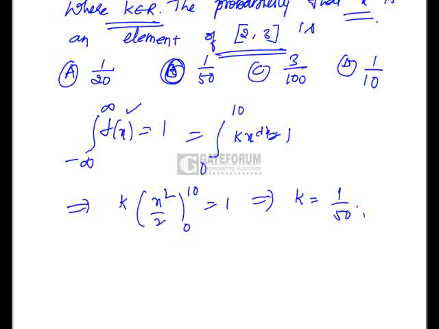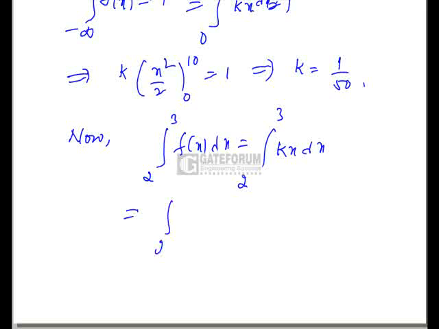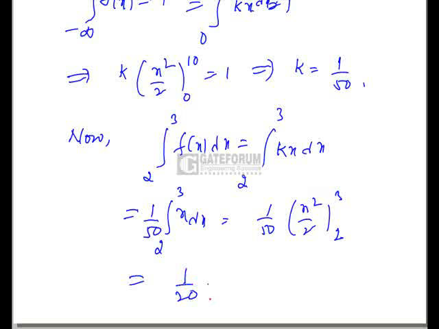After finding the value of k, what do we need? We need to find the probability in the interval 2 to 3, which is the integral of kx. The value of k is known here, which is 1 by 50. So the integral of x dx is 1 by 50 times x square by 2 between the limits 2 and 3. If we simplify, the value will be 1 by 20, which is option A.